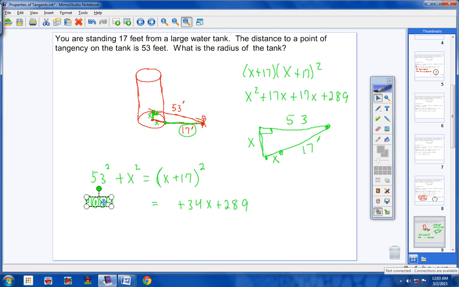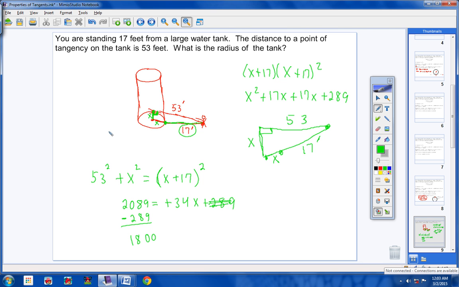Okay? I really am. All I have to do is get my constant terms on one side and my x terms on the other. So take this 289, bring it over, make it a negative 289. And you're left with 1800.